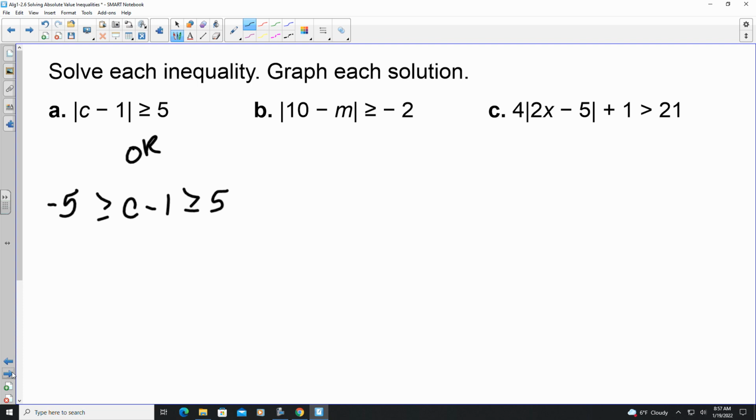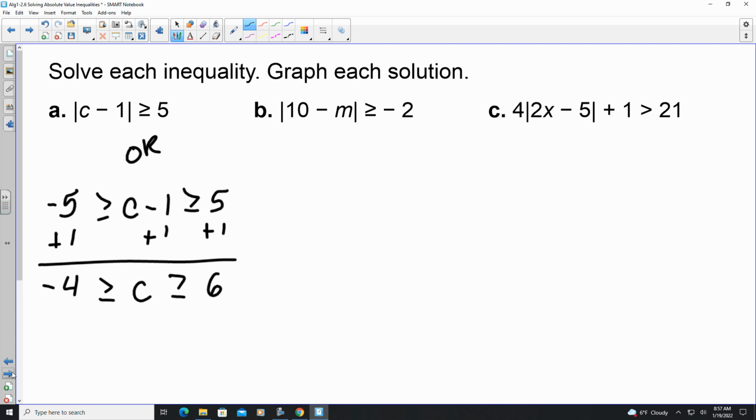Can you expand the OR statement? Absolutely. Absolutely you can. And go about solving it from there. So adding 1, I get C. This is greater than or equal to 6. I got greater, so negative 4 greater than or equal to C. If you left it like this, that's fine.